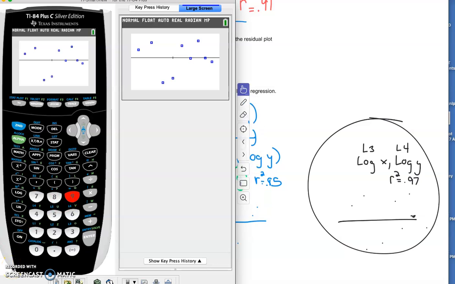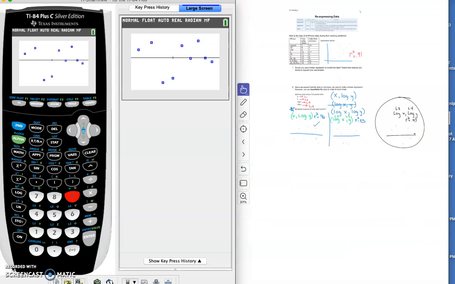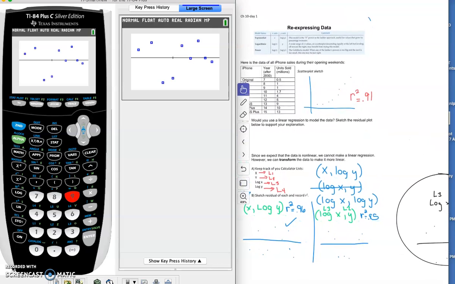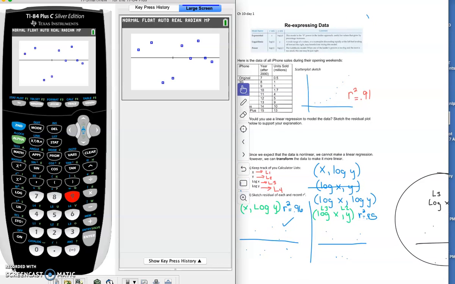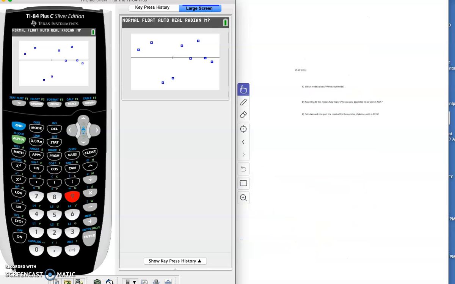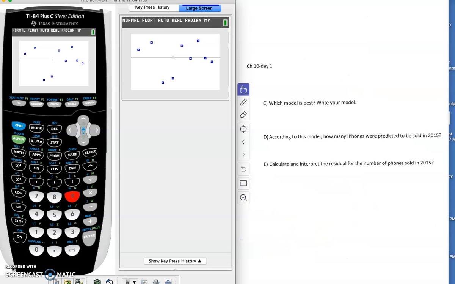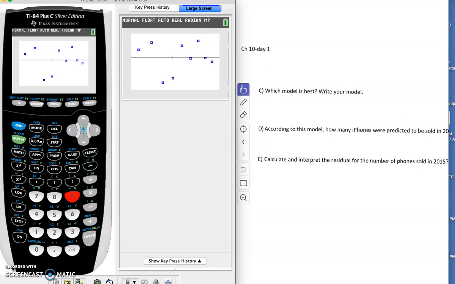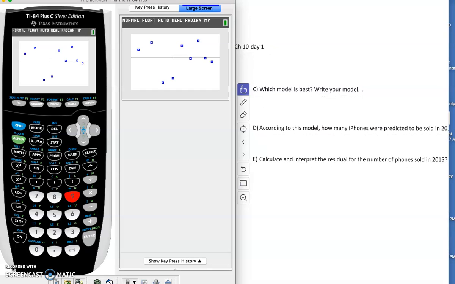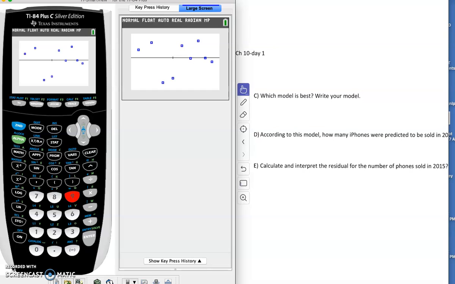All right, so what do we have here? Let's go on to our next question. So, which model is best? Write your model. We liked the last one, which was the log of x versus the log of y. And that's not my model, though. All right, so I'm going to actually write out my regression equation using that.